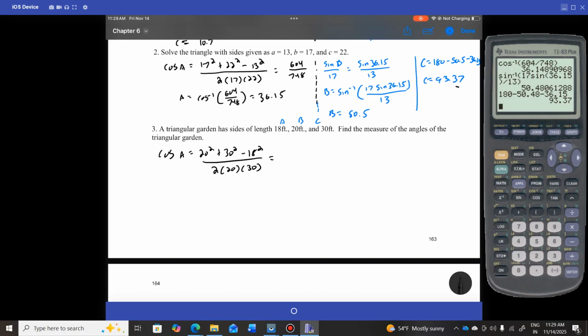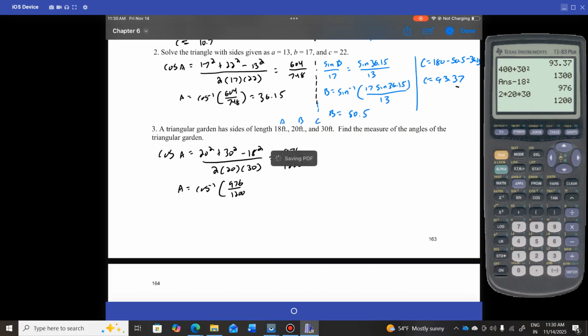Alright, so 20 squared is 400 plus 30 squared minus 18 squared is 976. And then 2 times 20 times 30 is 1200. So A is inverse cosine of 976 over 1200. We get 35.6 degrees.